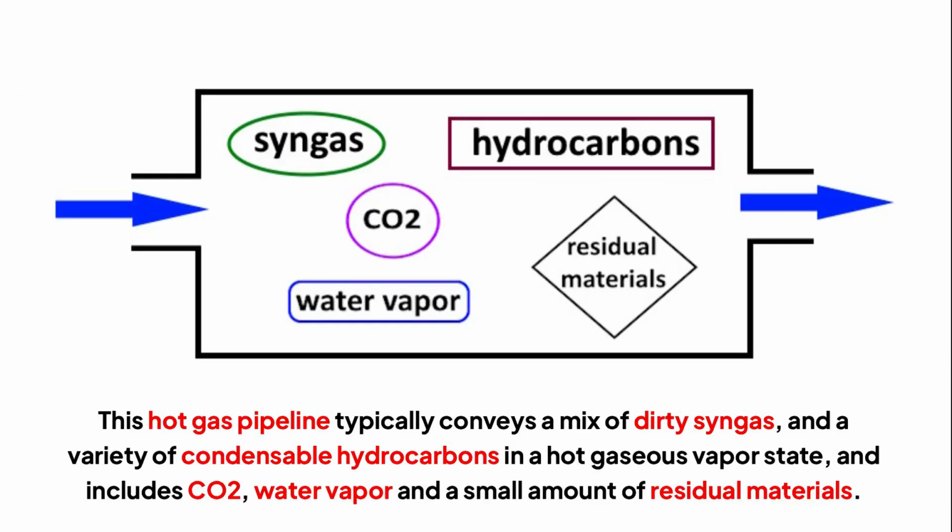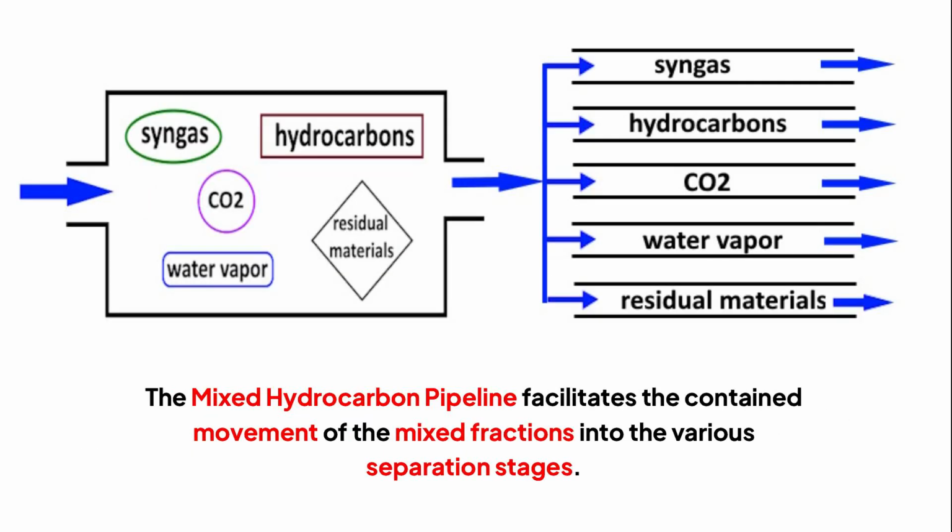modules. This hot gas pipeline typically conveys a mix of dirty syngas, and a variety of condensable hydrocarbons in a hot gaseous vapor state, and includes CO2, water vapor, and a small amount of residual materials. The mixed hydrocarbon pipeline facilitates the contained movement of the mixed fractions into the various separation stages.